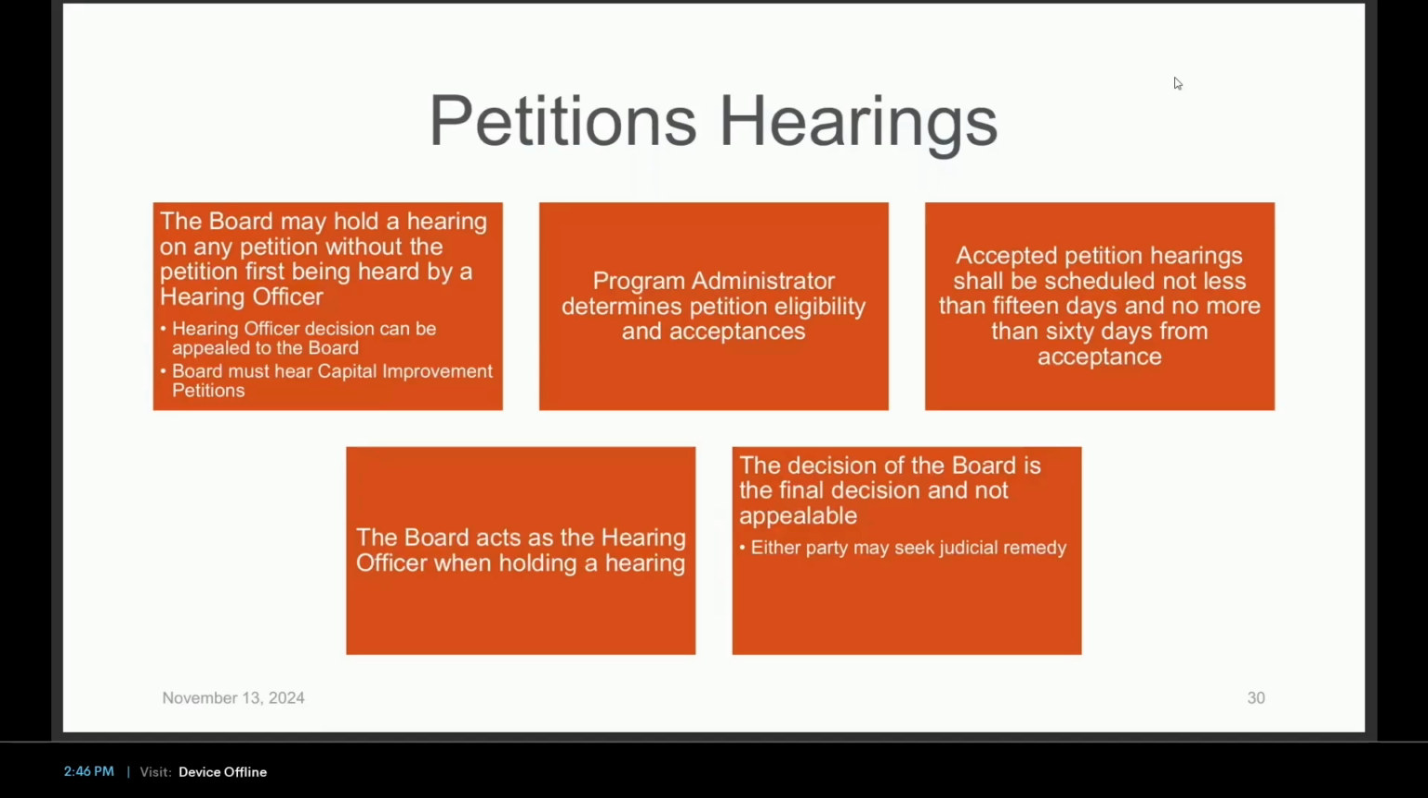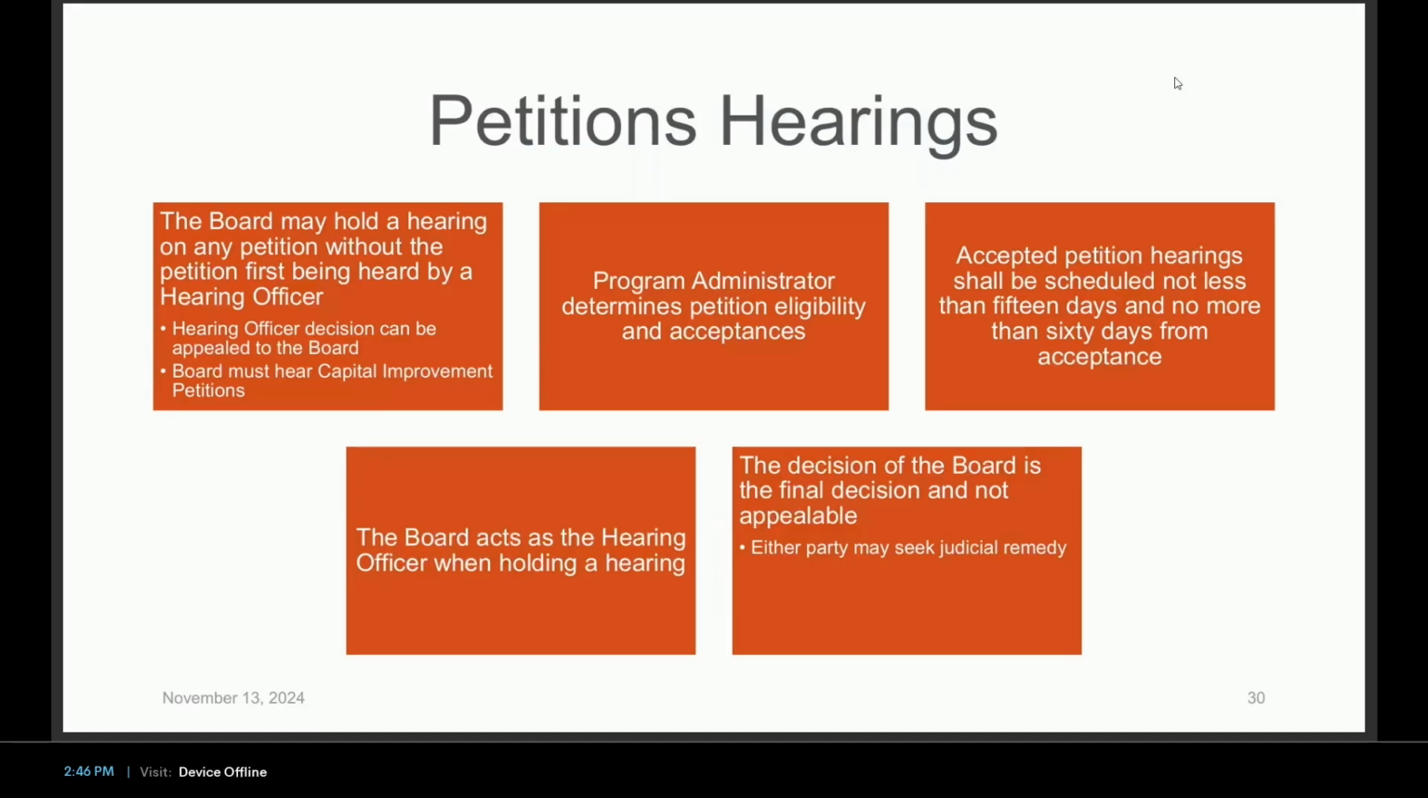So the whole process starts with the program administrator, and they're responsible for determining the eligibility of each of the petitions that are submitted. Only if a petition is deemed eligible and complete will it be accepted into the rest of the process. Once the petition is accepted, it has to be scheduled for a hearing within a specific time frame set forth in the ordinance. That's no less than 15 days and no more than 60 days from the date of acceptance. This time frame gives both parties time to prepare while ensuring a timely resolution.